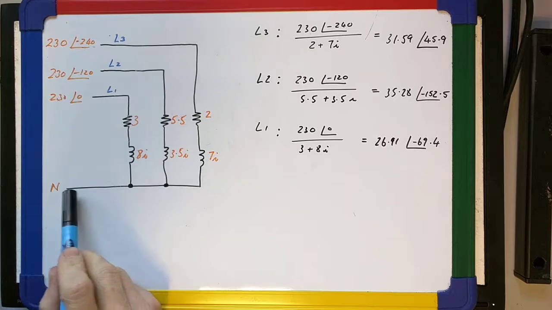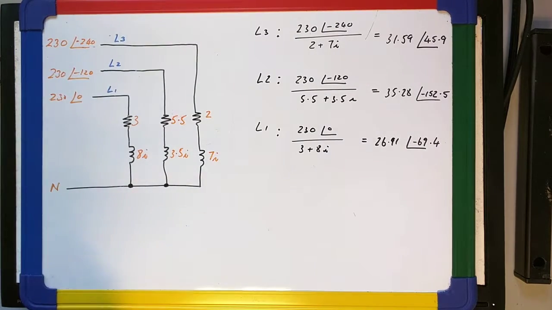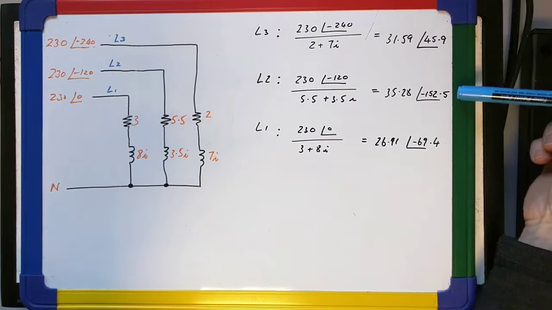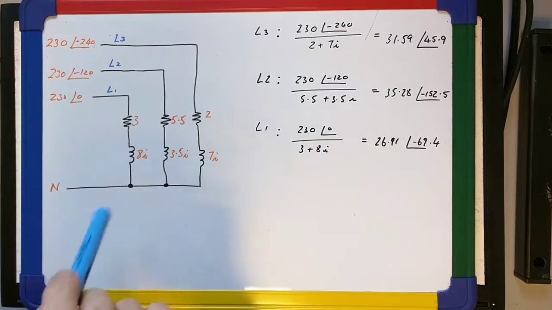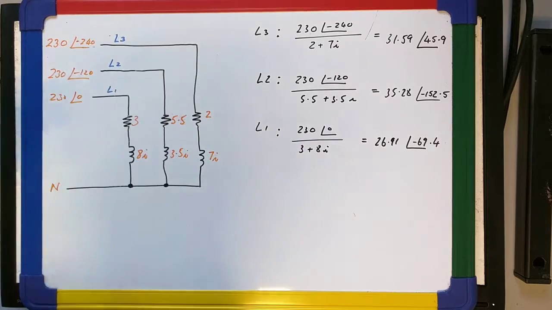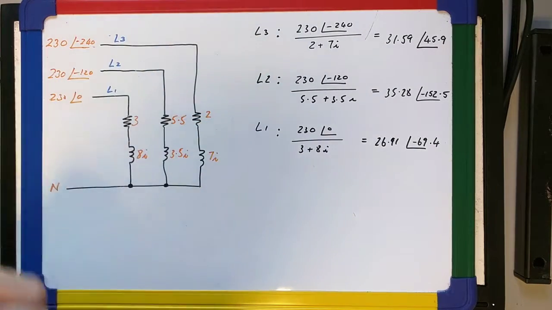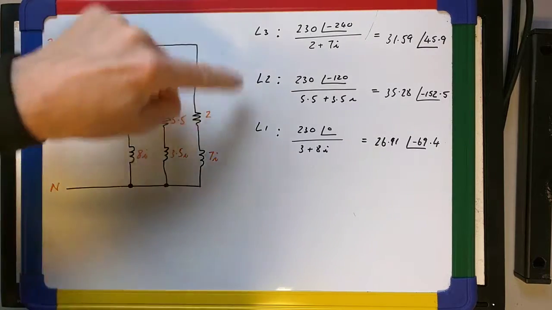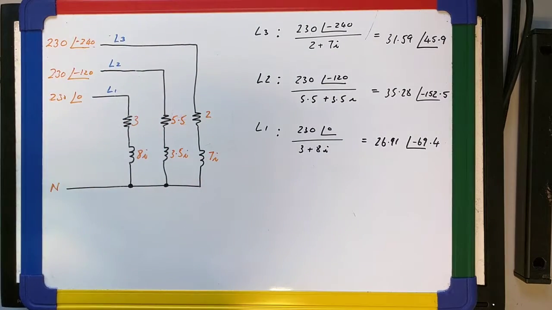So in order to work out what the current flow is in this return neutral, we have to understand that these three currents essentially have to add up to the same value as the neutral. Or another way of looking at that is to say that these three and the neutral added together must give you 0. So live 1 plus live 2 plus live 3 plus the neutral must give you 0.